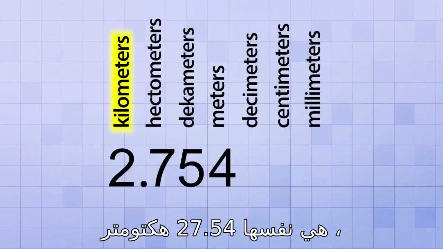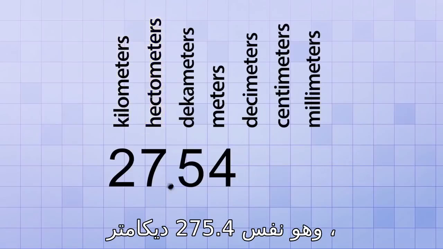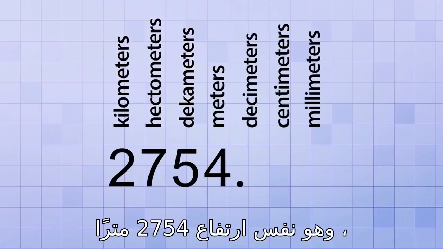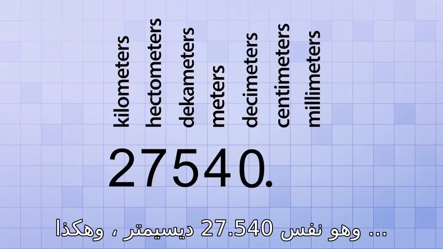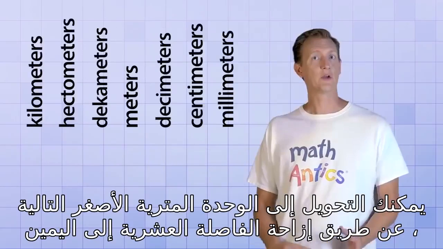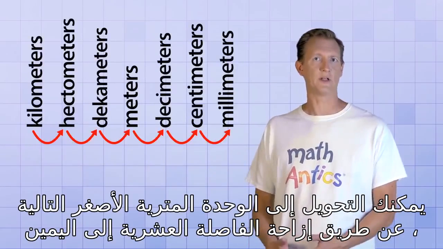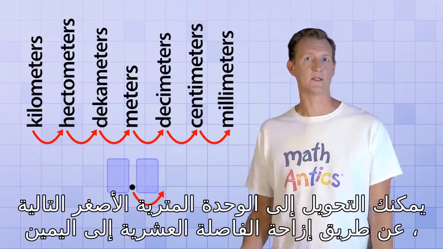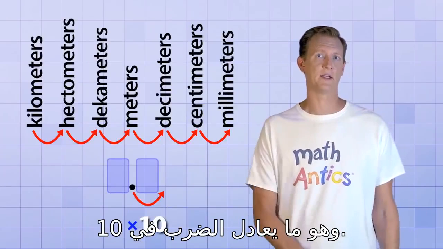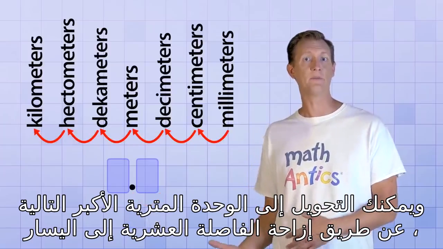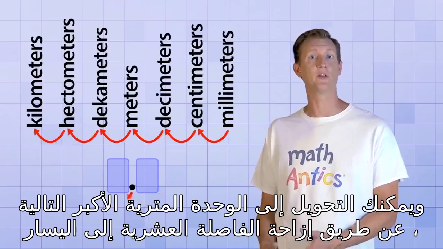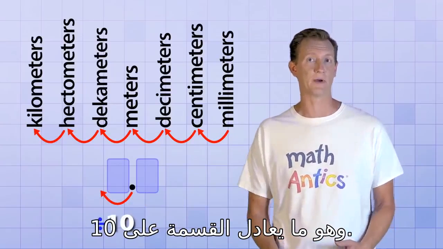2.754 kilometers is the same as 27.54 hectometers, which is the same as 275.4 decameters, which is the same as 2,754 meters, which is the same as 27,540 decimeters, and so on. You can convert to the next smaller metric unit by shifting the decimal point to the right, which is equivalent to multiplying by 10. And you can convert to the next bigger metric unit by shifting the decimal point to the left, which is equivalent to dividing by 10.